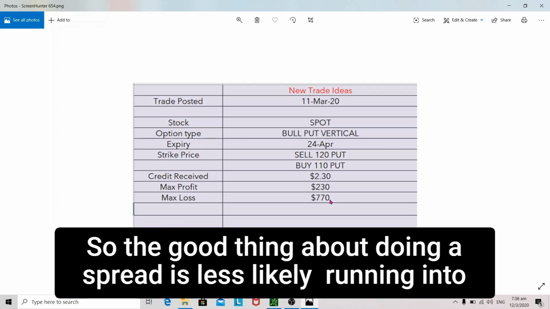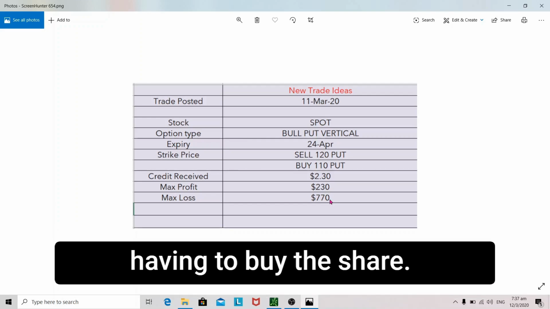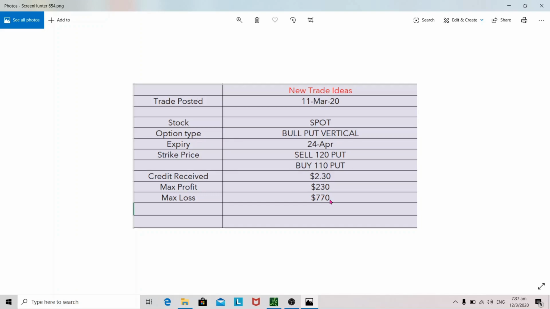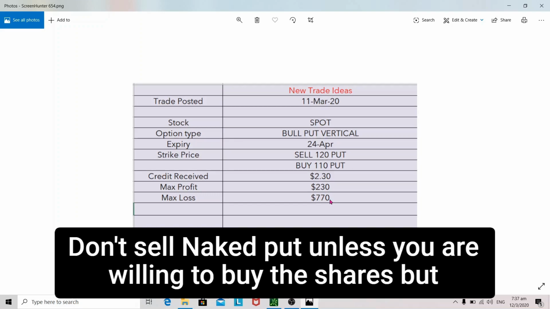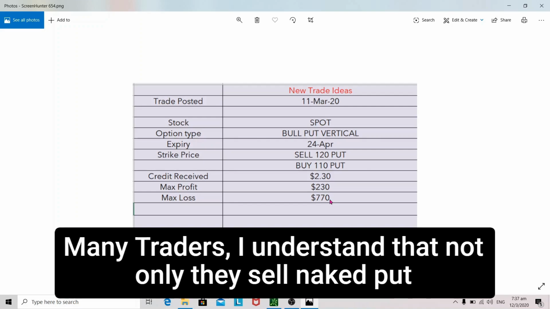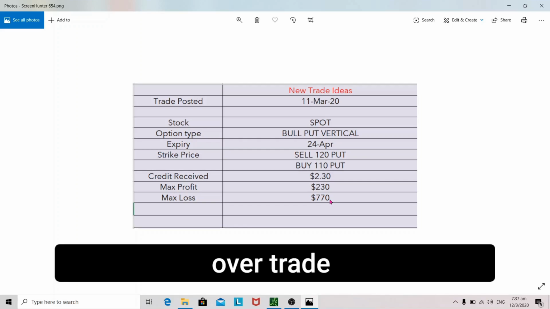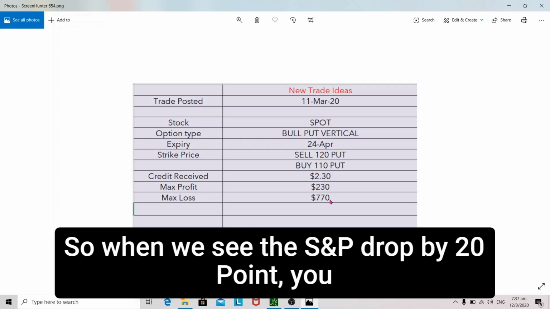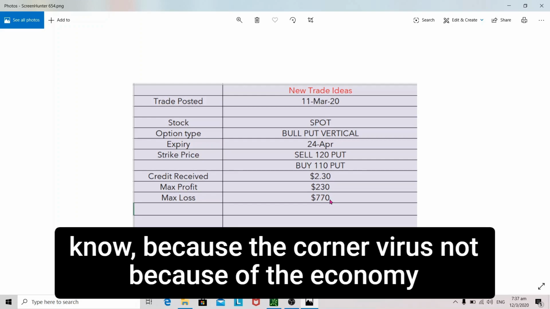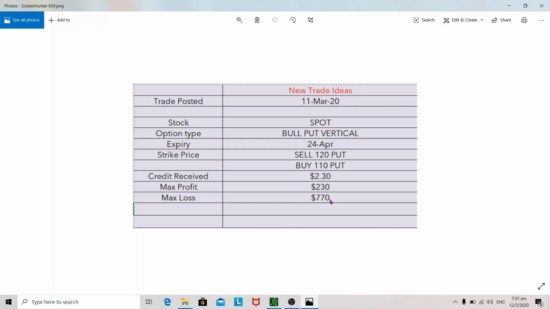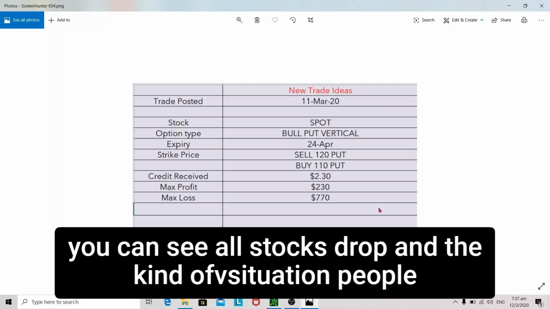The good thing about doing a spread is that it avoids the risk of having to buy the shares, right? I know that a lot of people say, I told them, okay, you don't sell a naked put unless you are willing to buy the shares. But there are many traders, I understand, who not only sell naked puts without intending to buy the shares, they actually overtrade, right? So when we see the S&P and Dow Jones drop by 20 points because of coronavirus, not because of the economy, what happened? All stocks across the board dropped, irregardless of what the stock is, unless it's healthcare.